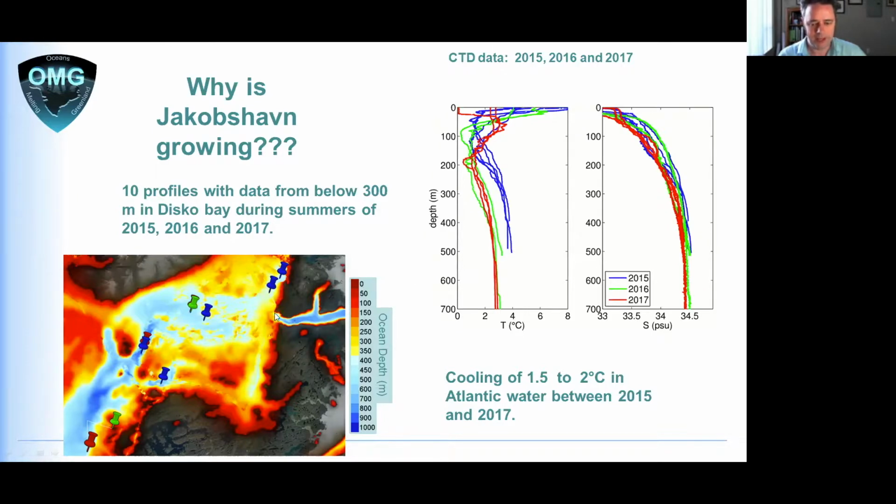Of course, because we're dropping these from aircraft and we're in a jet or a C-130, we aren't able to hit any tiny little gaps that may actually occur in the ice in the fjord.